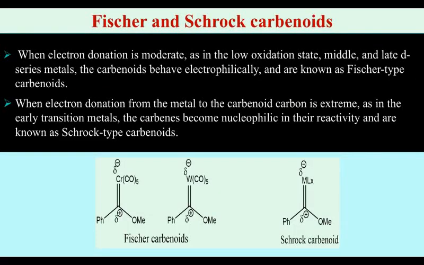Here are two types of carbenoids which are called Fischer and Schrock carbenes. When electron donation is moderate, as in low oxidation state, middle and late d-block metals, the carbene behaves electrophilically and is called a Fischer carbene, as in the given first example. When the electron donation from the metal to the carbene carbon is extreme, as in the early transition metals, the carbene becomes nucleophilic in its activity and is called a Schrock type carbene.